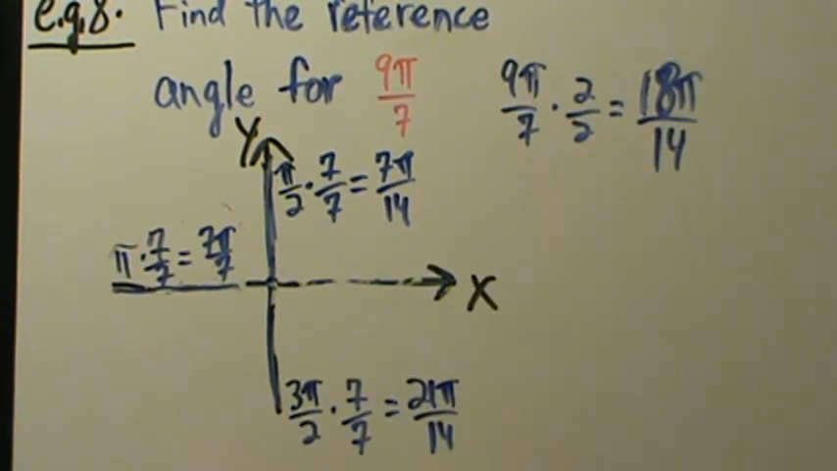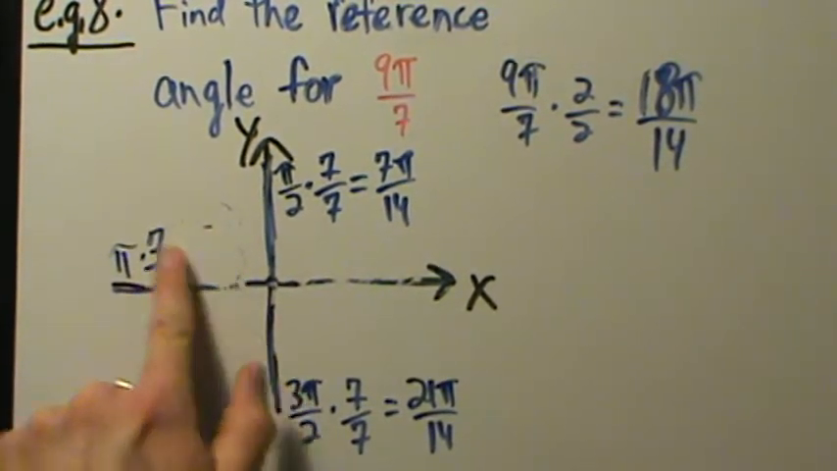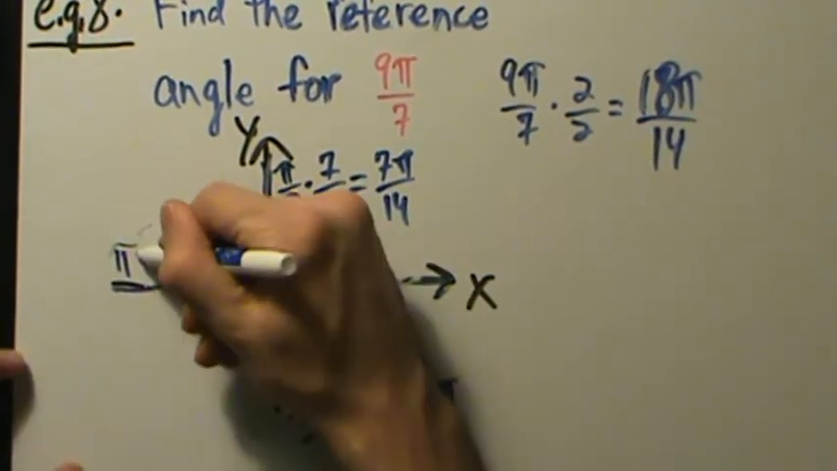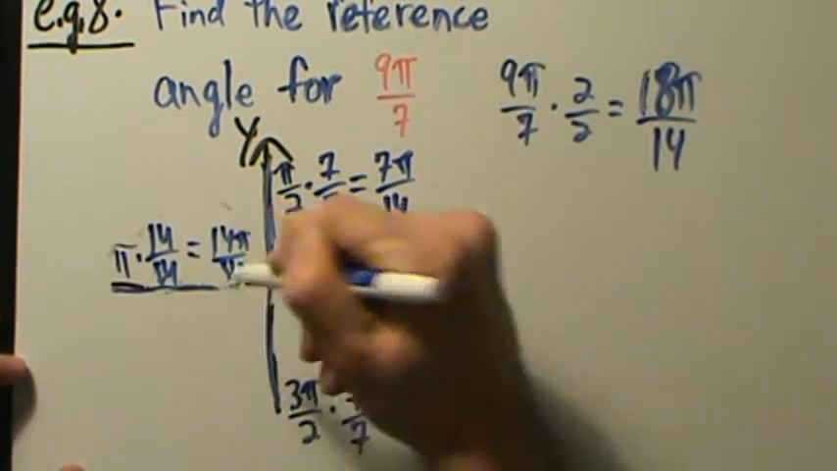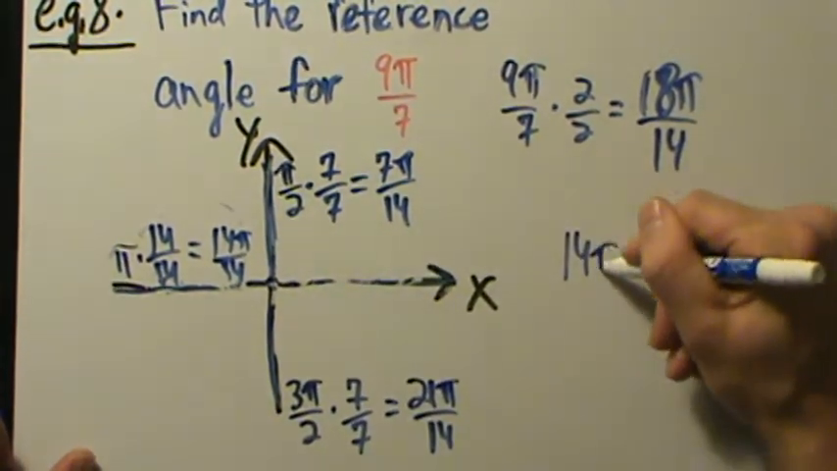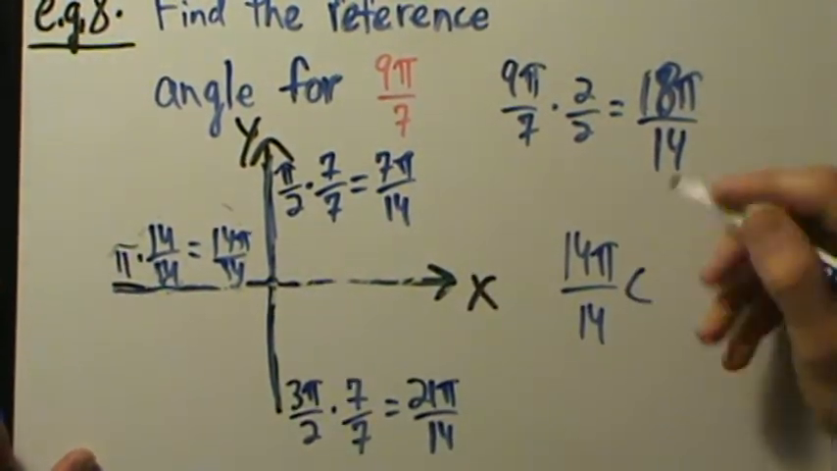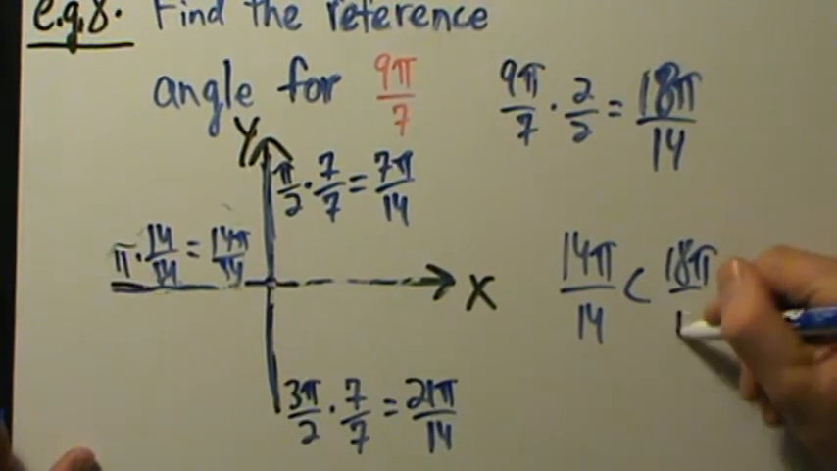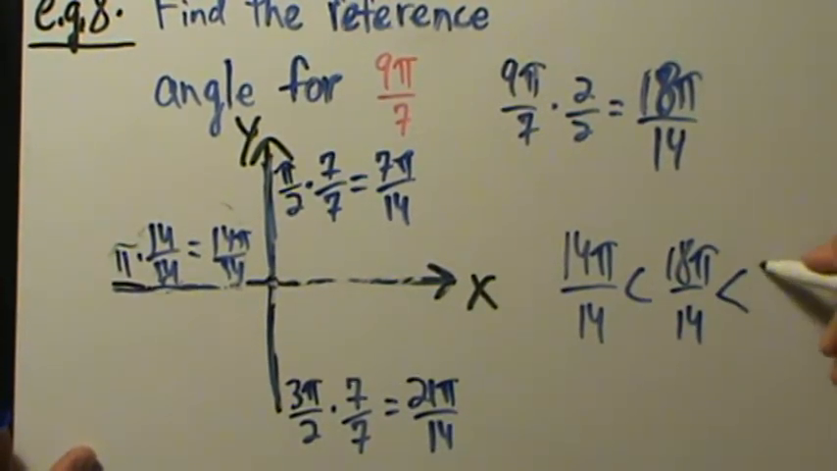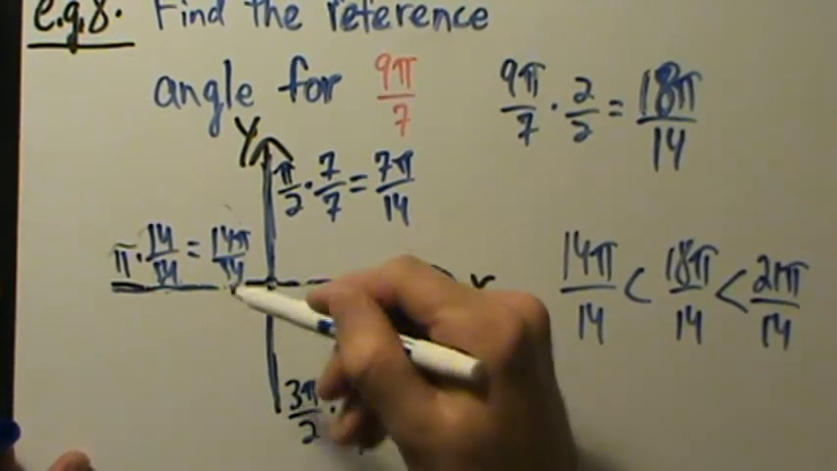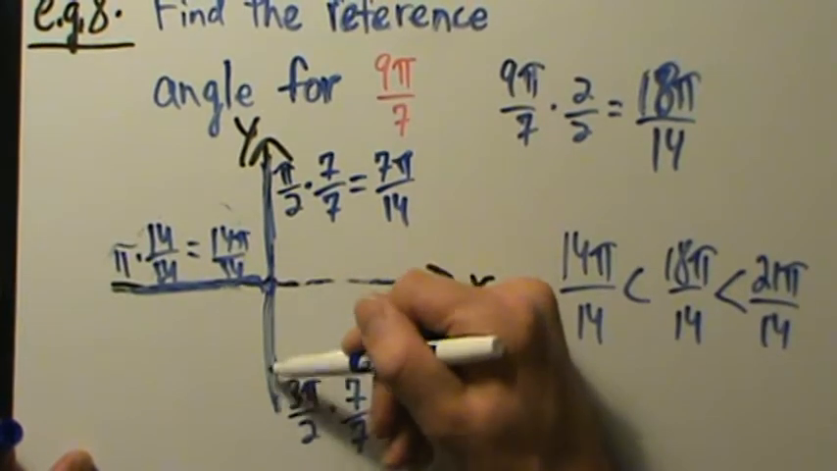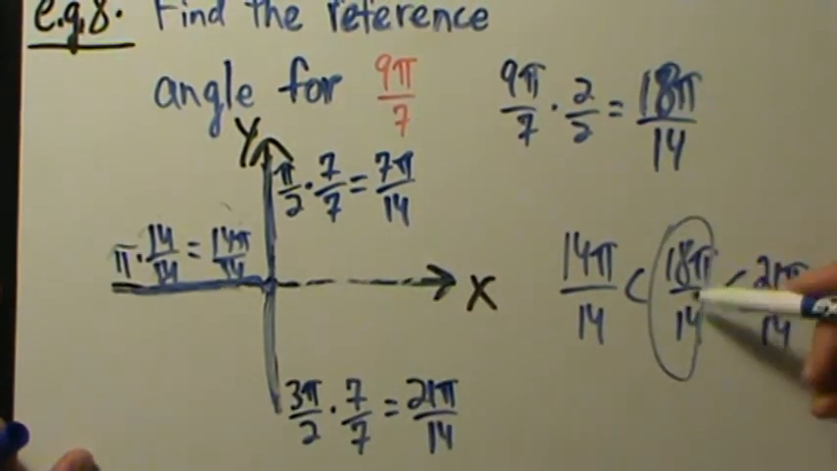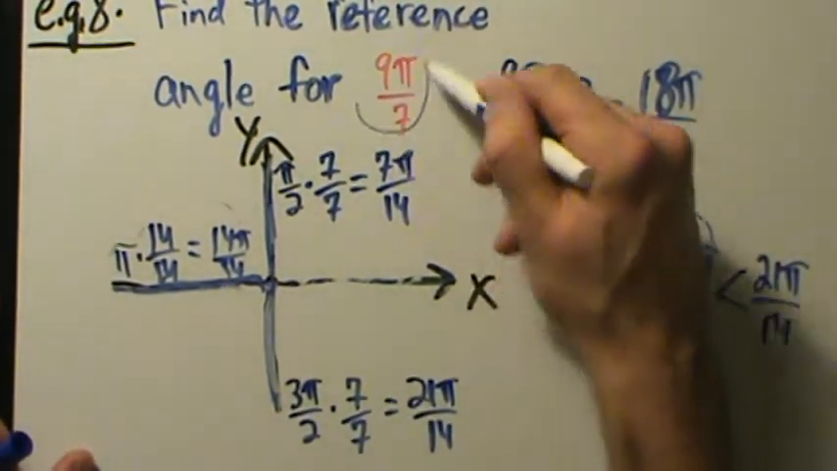Okay, so what we just found out was that, let's put this one back in terms of 14s, just to be consistent. So this was 14 pi over 14. Okay, so what we have here is 14 pi over 14 is less than 18 pi over 14, which is less than 21 pi over 14. 14 pi over 14 is this angle right here. 21 pi over 14 is this angle down here. 18 pi over 14 is the angle that we have, or the same thing as 9 pi over 7.